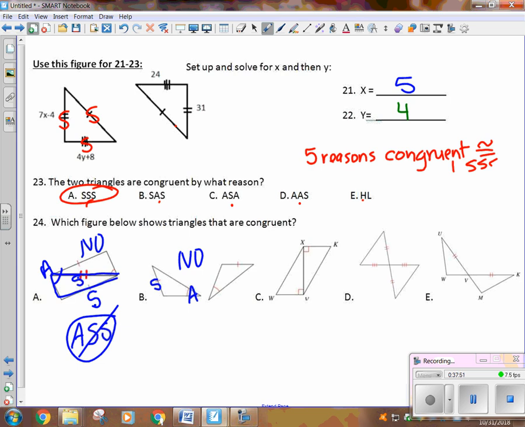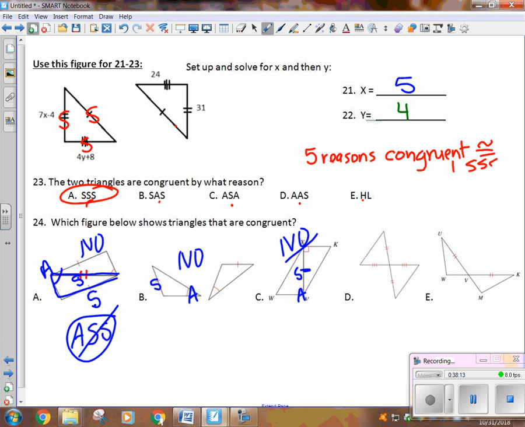Okay, letter C. Well, I do have a right angle. Looking straight across from the right angle, that is my hypotenuse. But I don't have a mark on it, so I can't really put an H on that. I do have a shared side in the middle, but that only gives me an angle and one side, and that's not enough. Two parts is not enough.